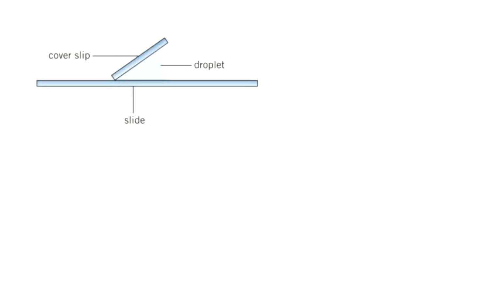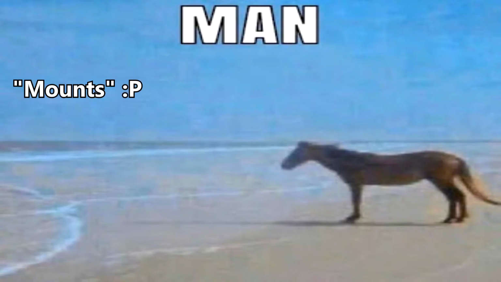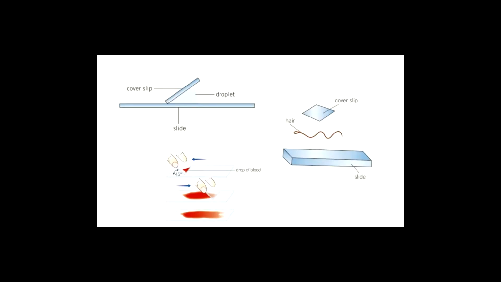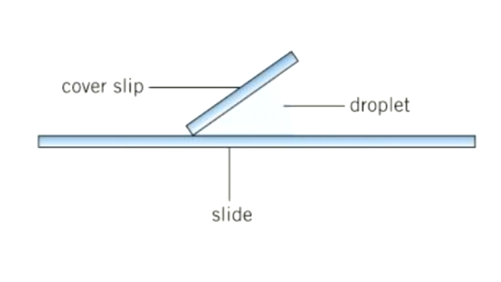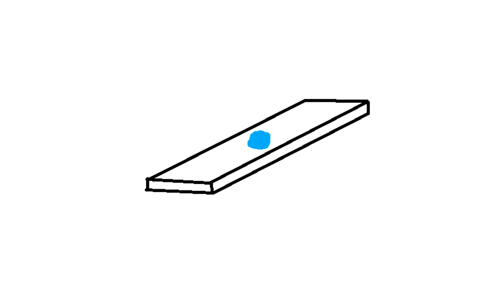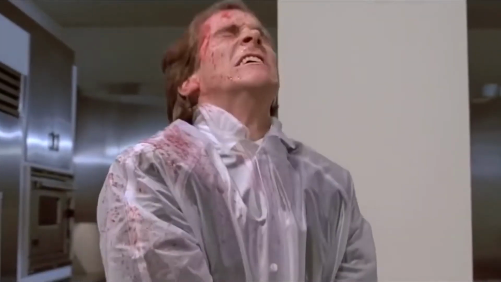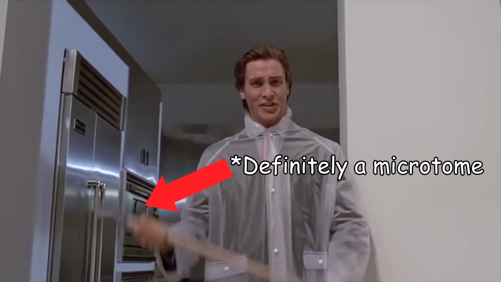Okay, first up, learn about the different mounts. Now, there's a whole bunch of different mounts, but really, all you need to know is what a wet mount is, what a smear slide is, and what sectioning is. A wet mount is basically when you put a droplet on the slide, put the specimen in the droplet, then place a cover slip on at a 45-degree angle to prevent air bubbles from being trapped. Sectioning is basically cutting specimens into small slices using a sharp blade called a microtome.